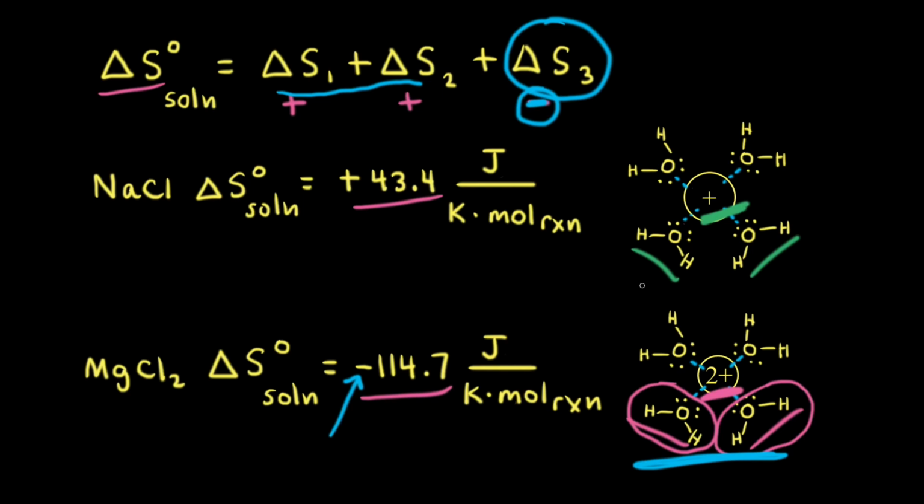Since the sodium cation has a weaker electrostatic attraction for water molecules, the decrease in entropy is not as much, and therefore the magnitude of the third term does not overcome the magnitude of the first two terms, which means the overall delta S naught of solution is positive, and dissolving sodium chloride in water results in an increase in entropy.